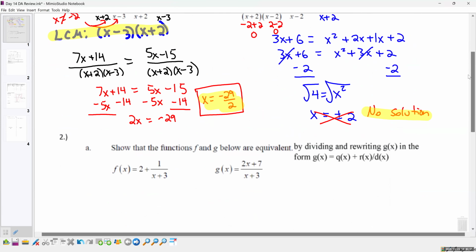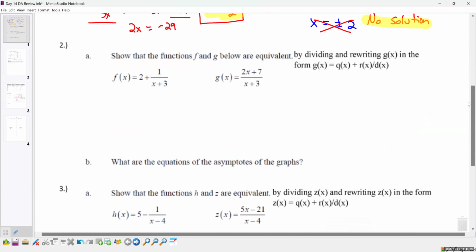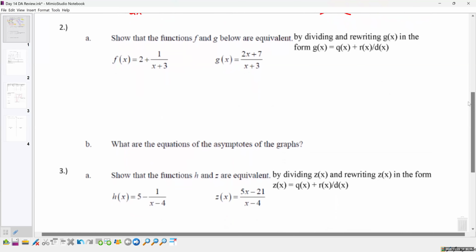Number 2, show the functions are equivalent by dividing g of x and rewriting in the form g of x equals q of x plus r of x over d of x. Now, just as a reminder, q of x is our quotient, r of x is the remainder, d of x is the divisor, and the reason they all have the parentheses x is because they are in terms of x. So we're going to take g of x. I'm going to use long division for the first one. I'll use the box for number 3.